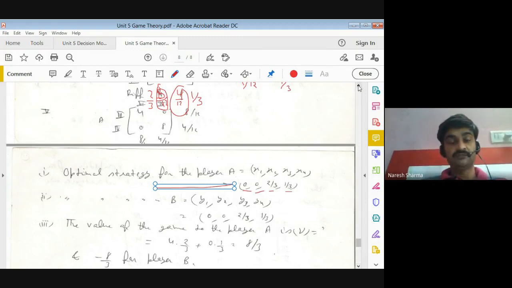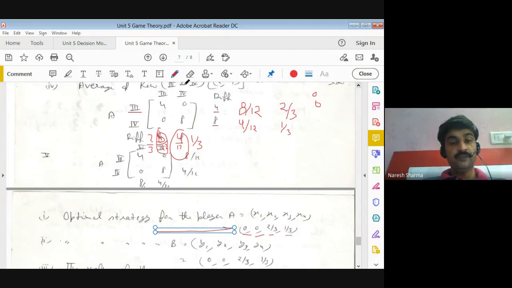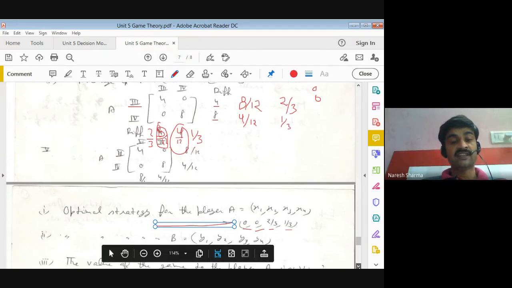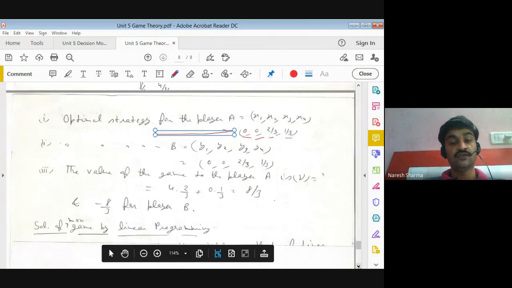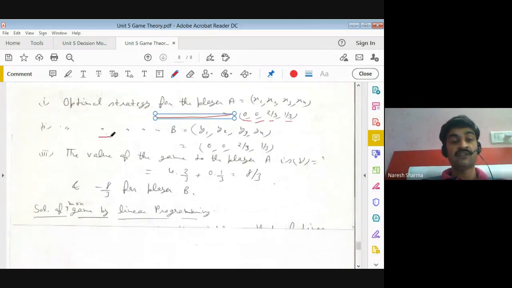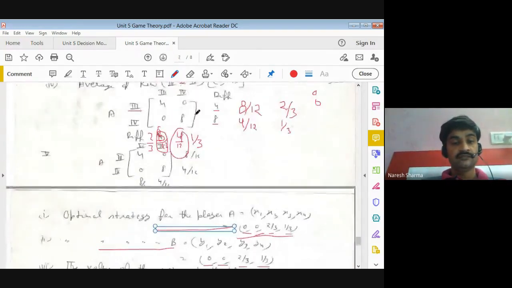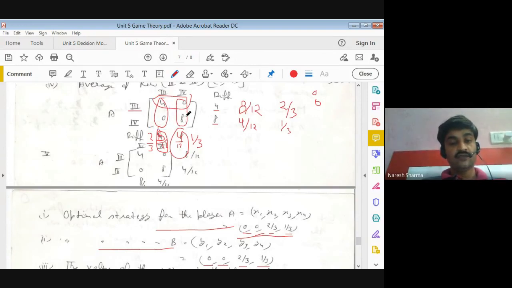So similarly for player B, third option's probability is 2 by 3, fourth option's probability is 1 by 3, and first and second do not appear here, so the chances are 0. So we may write here the optimal strategy for player B is 0, 0, and 2 by 3 and 1 by 3. Now you can just multiply these probabilities with any of these rows or columns, right? Any row, any column, it's totally your choice. So you always get the same result.